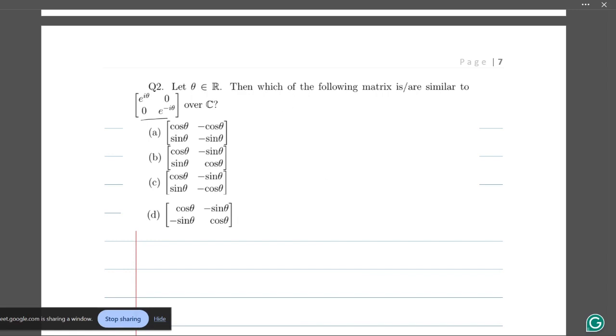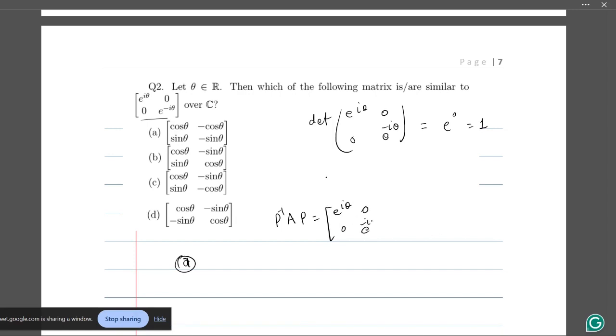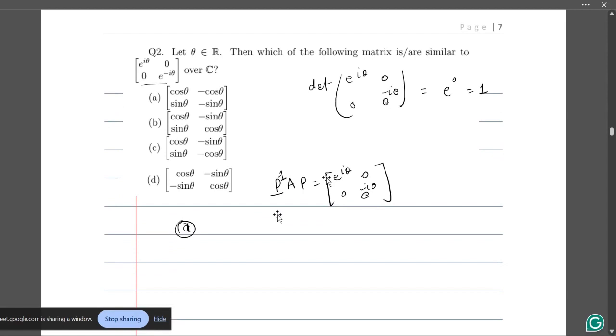I'm going to solve this by that idea. So the determinant of this given matrix, E of I theta 0, 0, minus I theta, is e power 0, which is 1, right? I was looking to see if I can get some P such that P inverse A P is equal to our matrix e power I theta. I think B is correct. I failed to find this P because I'm a little weak in calculations.